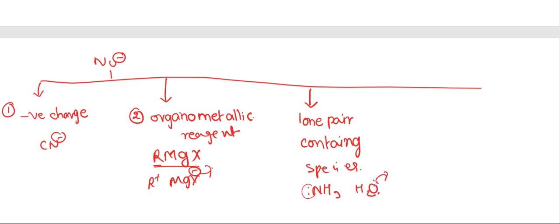And the fourth one is pi bond containing species, and these will act as nucleophiles. That means the pi bond will be donated. For example, when some H plus comes, it will donate. Or with H2 and palladium, for example, some reagent will come, but anyhow the pair of electrons will be donated to the atom. So a double bond containing species will also act as a nucleophile. And with this, we have completed nucleophiles and electrophiles.